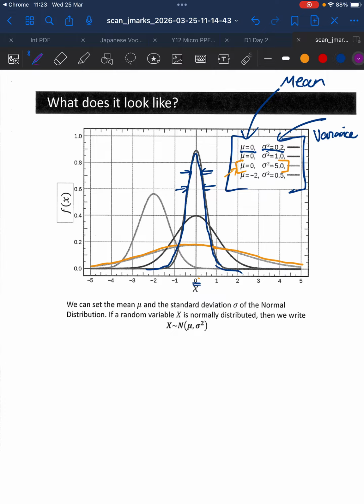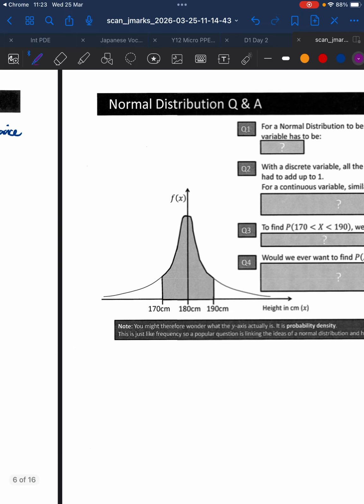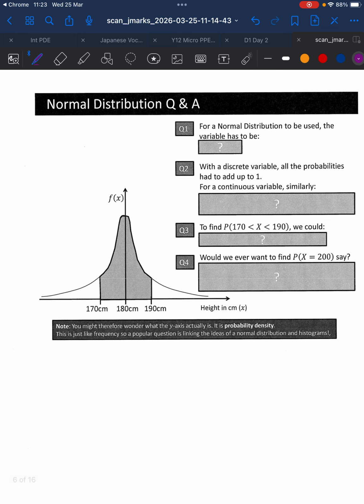Anything else? Yeah, well, this one is showing you that we can also shift the curve. So do you notice that this one here is centered at -2? So again, they're all symmetrical and they've all got this peak in the middle, which then diminishes to the left and the right. They're all normal distributions. So we're going to do a couple of questions to get us started.